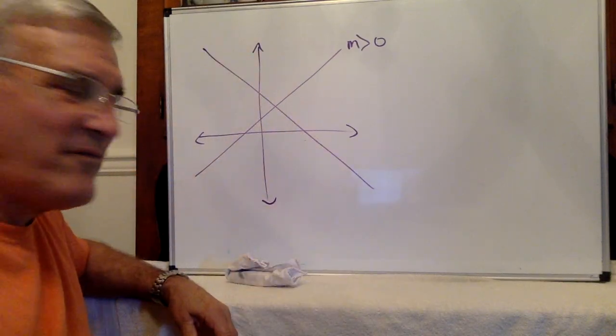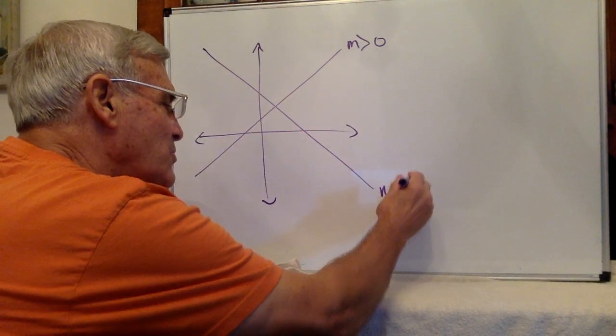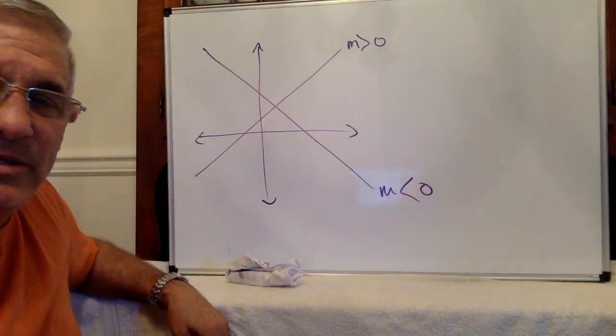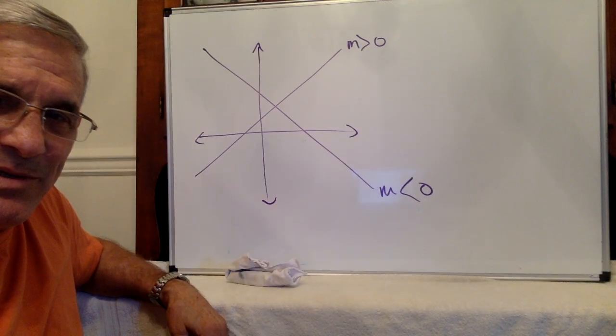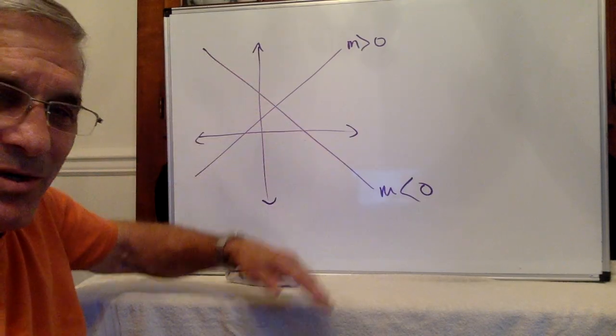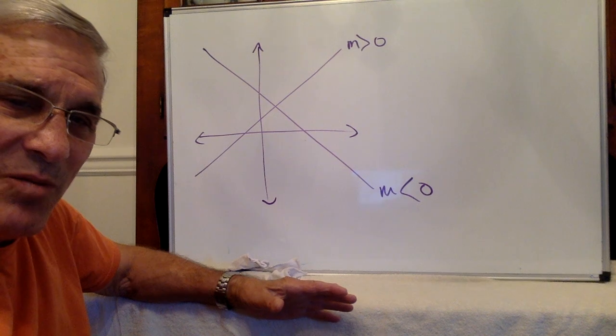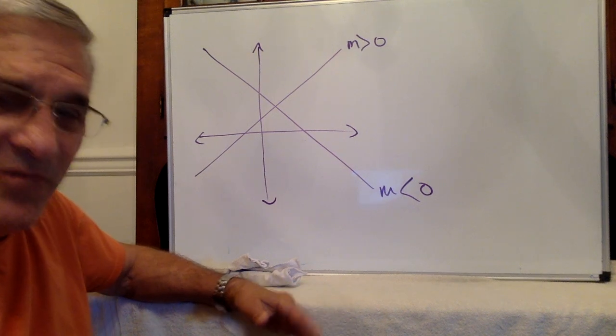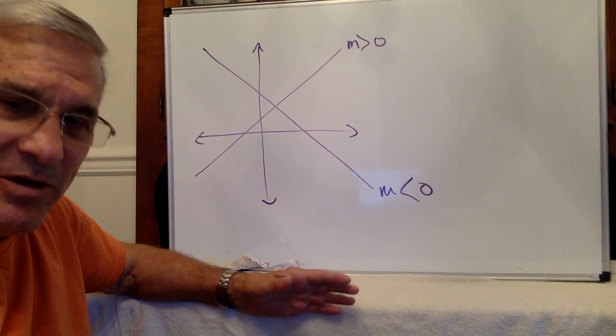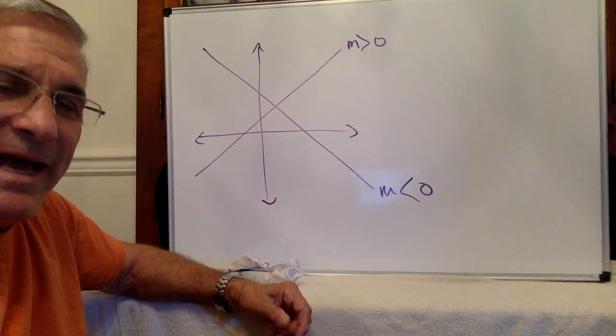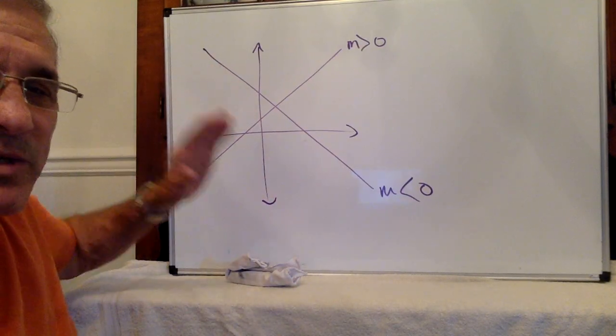Likewise, if it goes down from left to right, the slope has to be less than 0. It has to be negative. So again, if you have a line that goes down from left to right and you compute the slope and you get a positive number, you've made a mistake. You've made a sign error. You've subtracted wrong. The slope has to be negative if the line goes down from left to right.